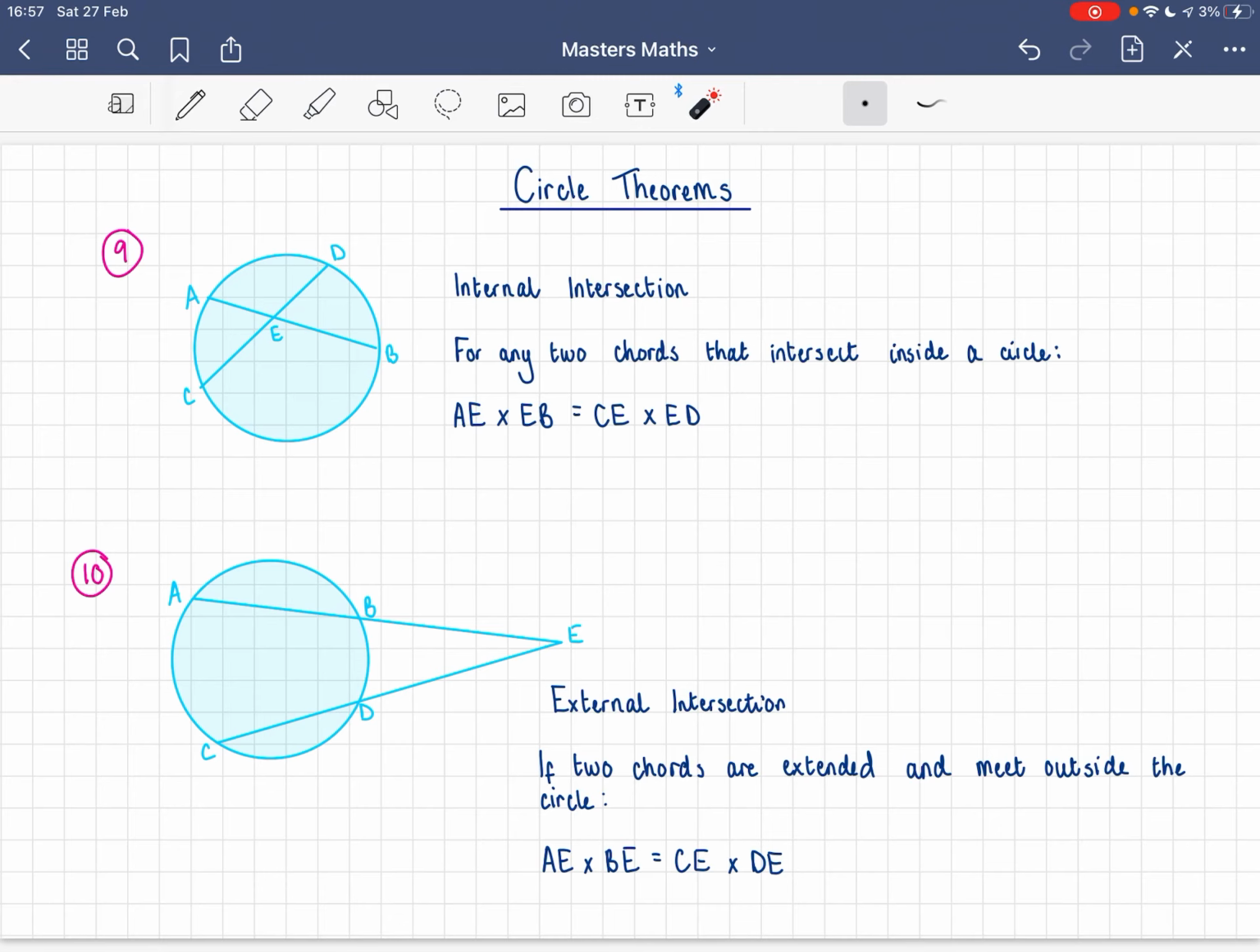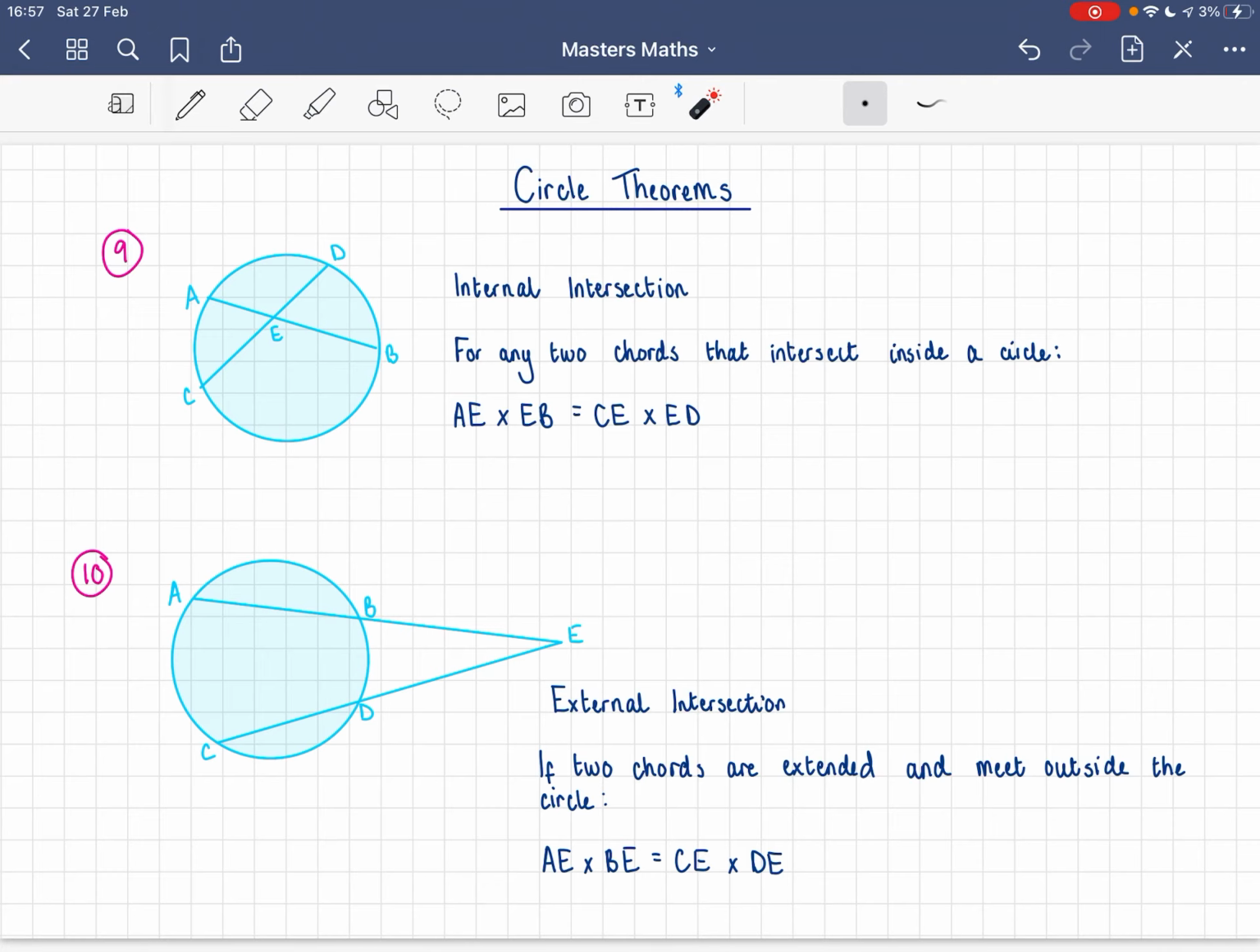The second intersecting chord theorem is external intersection. So this one we have two chords A, B and C, D again. This time they're not crossing inside of the circle. They're two totally separate chords, but if we extend them both to outside of the circle, eventually they will cross, unless they were parallel to each other, but these aren't.